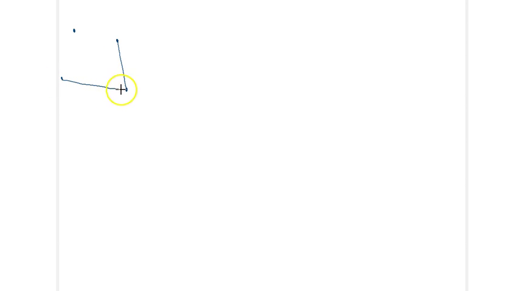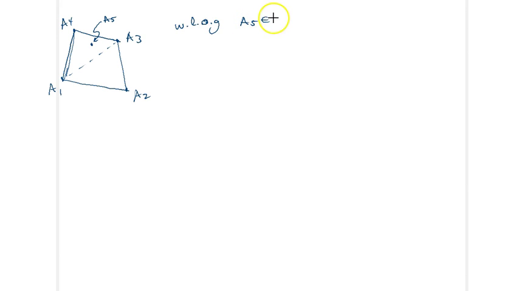Therefore, one of the points is strictly inside this quadrilateral. Let's call the vertices A1, A2, A3, A4. Without loss of generality, let's assume that A5 turns out to be inside triangle A1, A3, A4. As I said, this is without loss of generality.